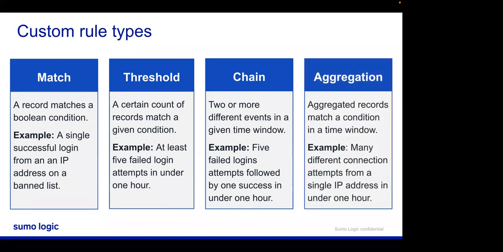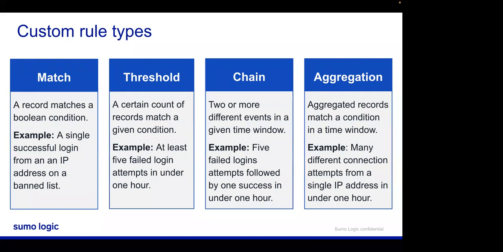And then we've got an aggregation rule. Aggregation rules, again, we're going to match a condition in a time window. So I want to see all the different connection attempts from a single IP address in a specific hour. I want to aggregate those. How many times did they try to come in? So those are our 4 different rule types.